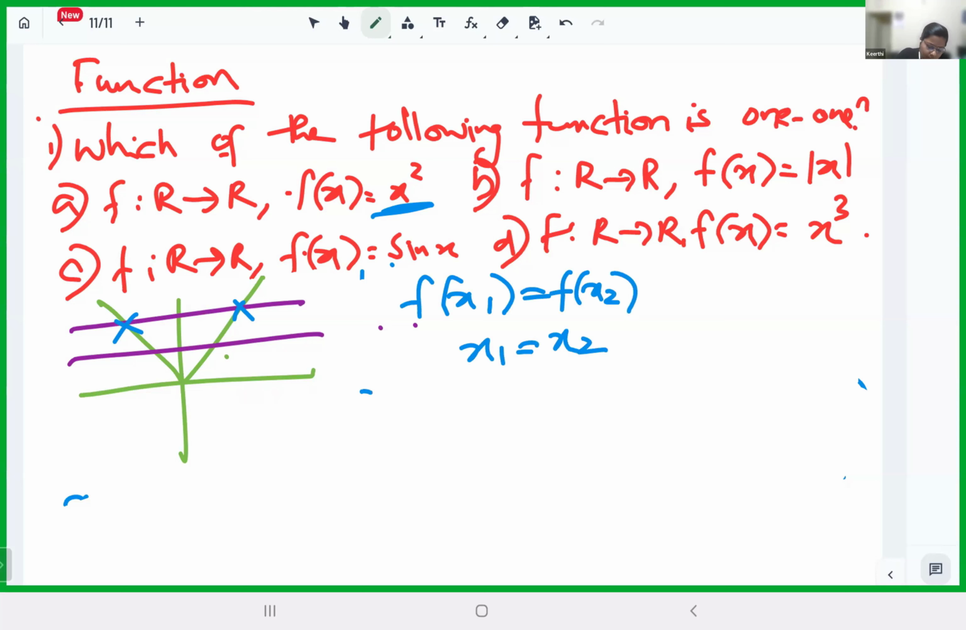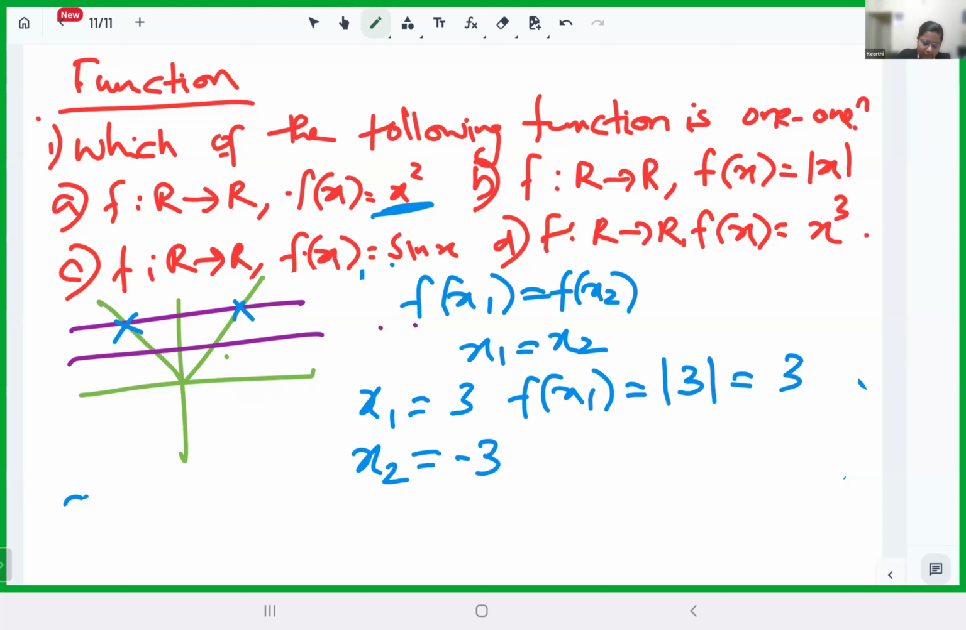Let x1 be 3. All right. So what is f of x1? F of x1 is nothing but modulus of 3, that is equal to 3. Now let x2 be minus 3. What is f of x2? F of x2 is nothing but modulus of minus 3, that is also 3.